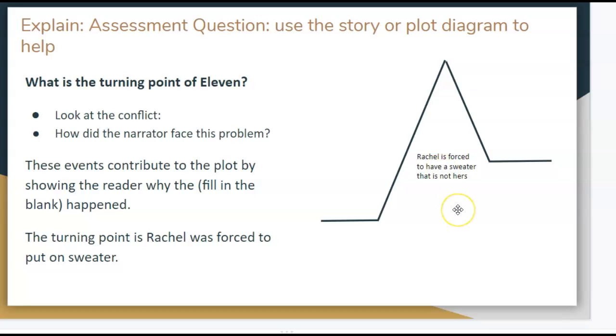So Rachel's forced to have a sweater that is not hers. So remember, Sylvia told Miss Price, I think the sweater belongs to Rachel, and Miss Price sets the sweater on the desk, okay? Now we got to stop and think, okay, so what did Rachel do with this sweater when she was actually faced with it? What eventually happened between her and the sweater?